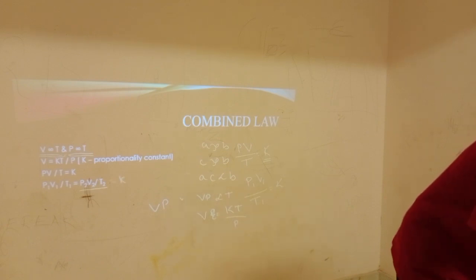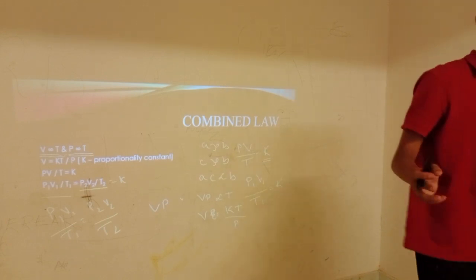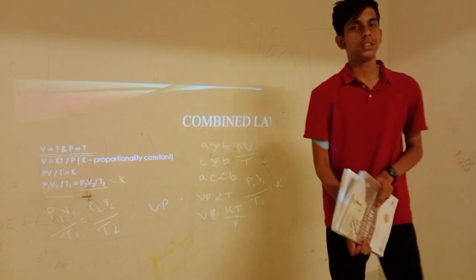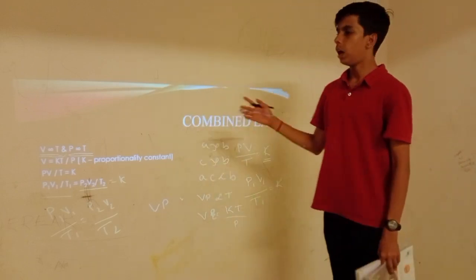Then we have the final equation: P1 V1 upon T1, and all these are equal to a constant. So this means P1 V1 upon T1 is equal to P2 V2 upon T2. So these are the five gas laws that I mentioned. First we make the combined gas law, and on the basis of the first three, which are Gay-Lussac's law, Boyle's law, and Charles's law, we make up the ideal gas law.